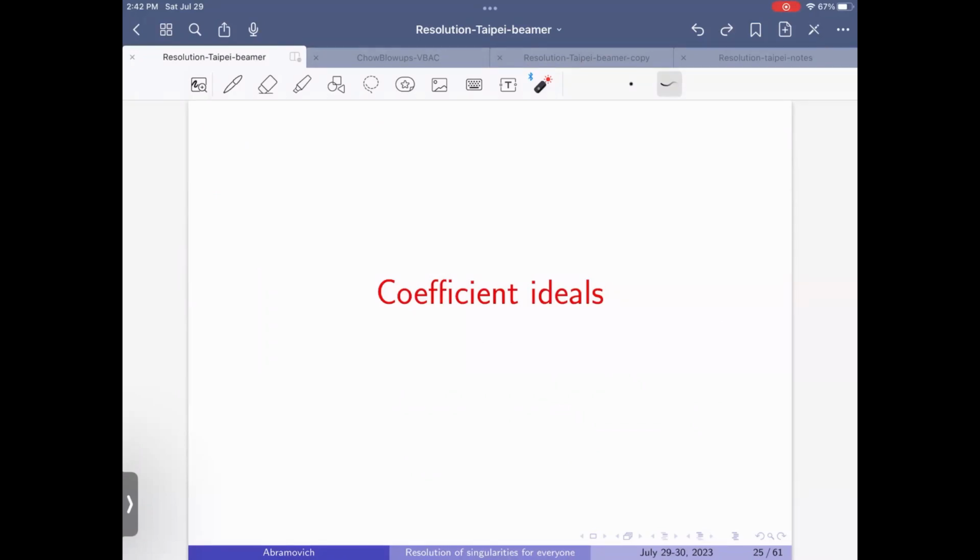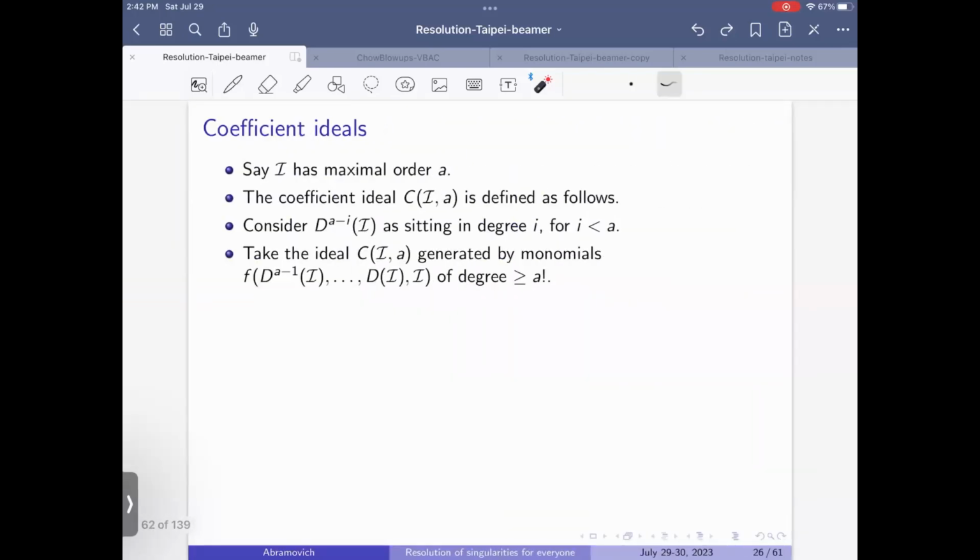So we know what a maximal contact is, and one purpose of the maximal contact is that you want to use induction on dimension, and you want to reduce principalization of an ideal in an ambient space to principalization of an ideal on a hypersurface. Which hypersurface? The vanishing locus of a maximal contact. I'll define what it is that I want to restrict to the maximal contact, not the original ideal.